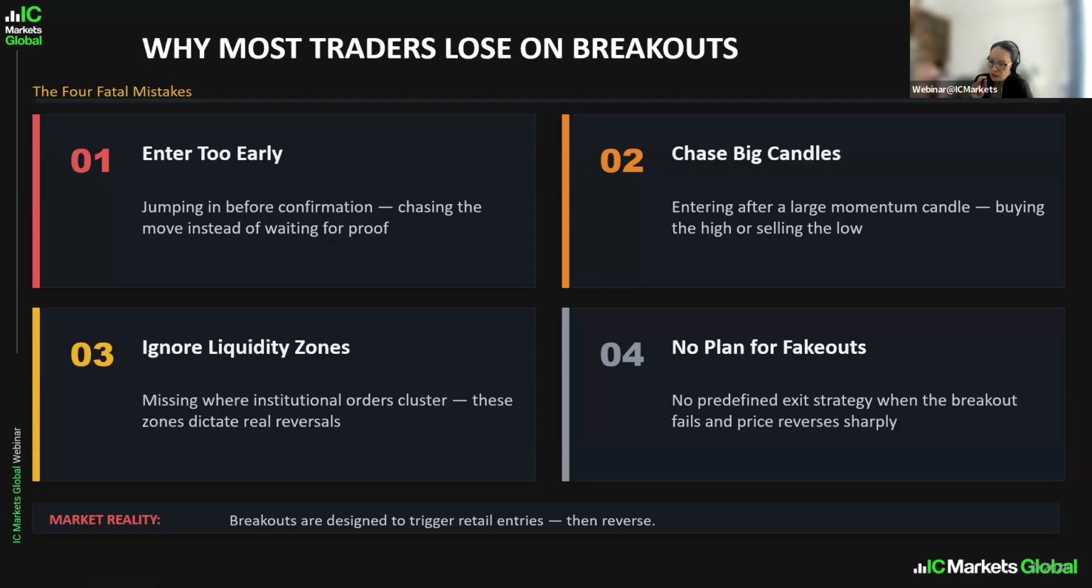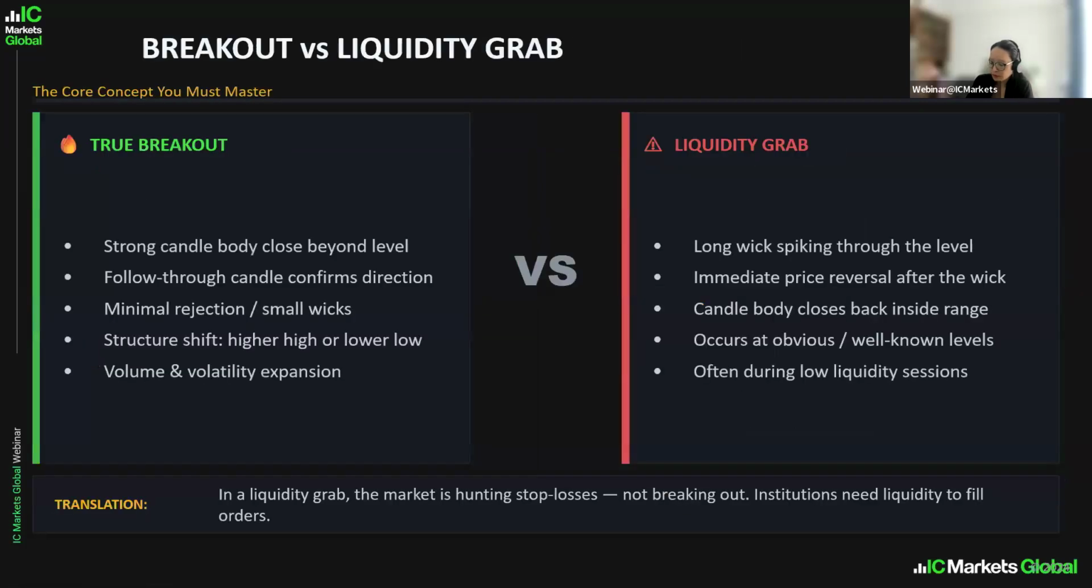Okay, so basically you need to wait for price to pull back and then you buy or you sell. I'm going to show you guys later. Third, ignoring liquidity zones, missing where institutional orders cluster. These zones can cause level reversals. Four, no plan for the breakout, no predefined exit strategy when the breakout fails and price reverses sharply.